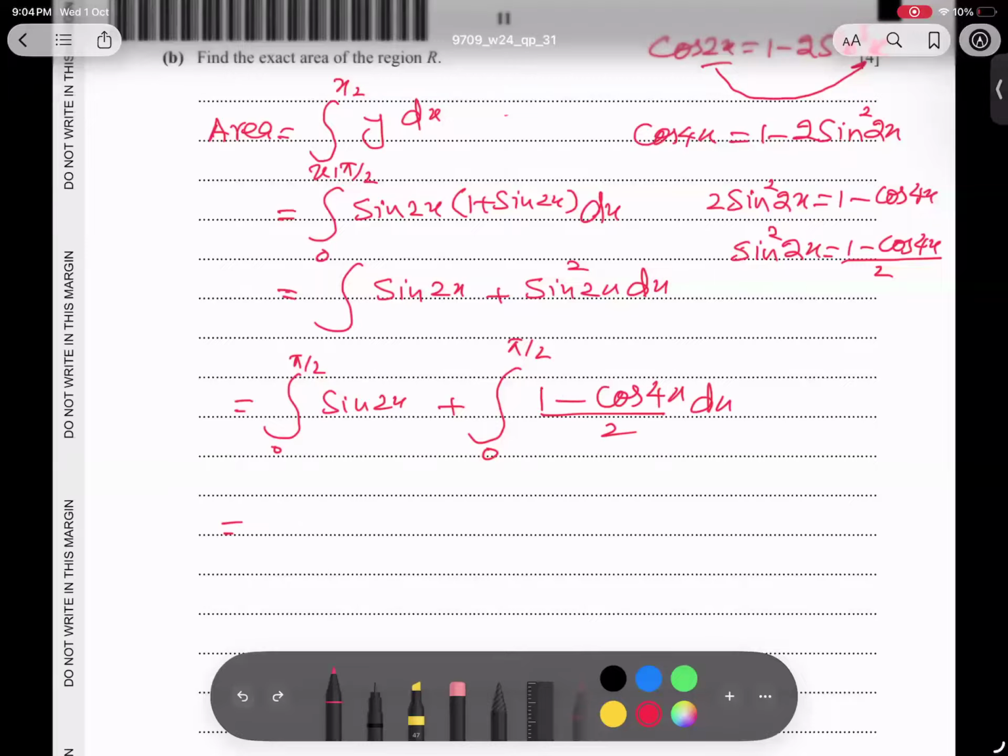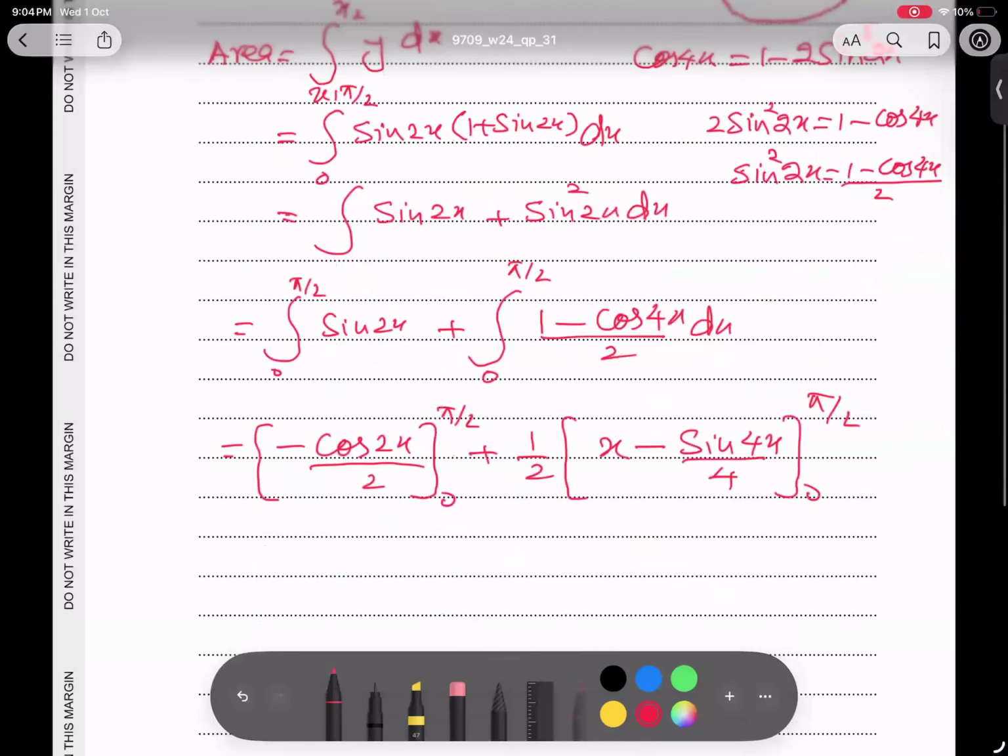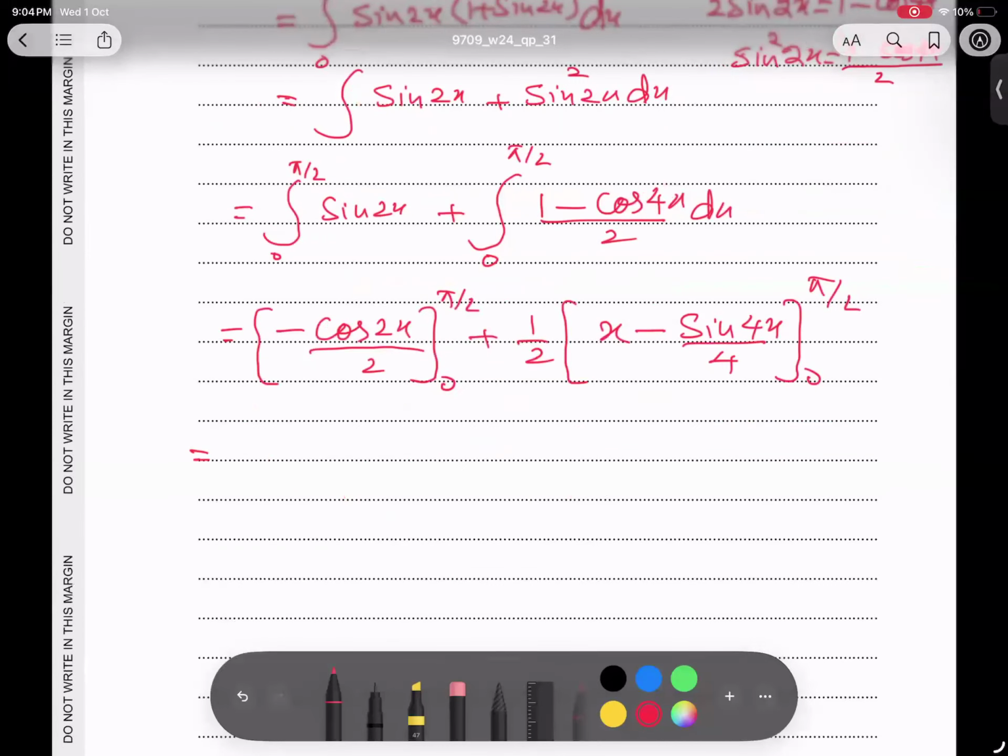What is the integration of sine, students? All of you are familiar? The sine integration is negative cos 2x by 2, and the limit is 0 to pi by 2. And this 2 will go out, I'm writing 1 over 2. And what is the integration of 1? It becomes x. And what is the integration of cos 4x? It is sin 4x over 4, and the limit is 0 to pi by 2. I'm going to plug in the limits.